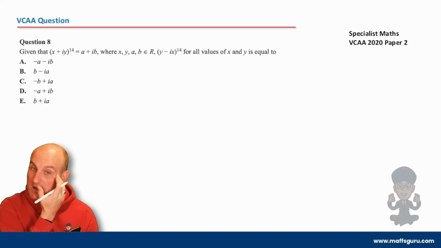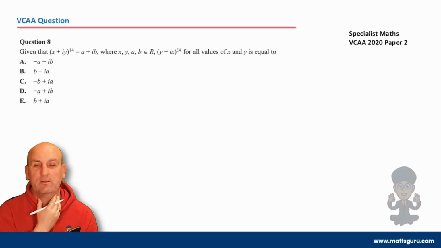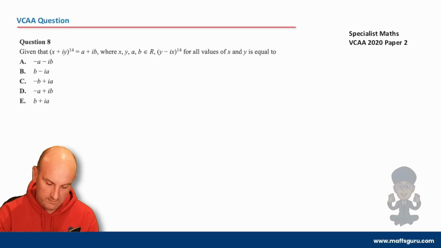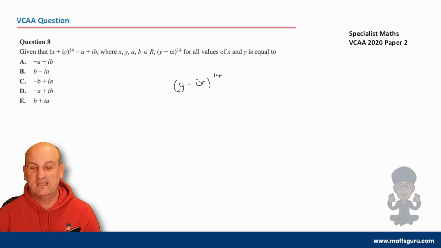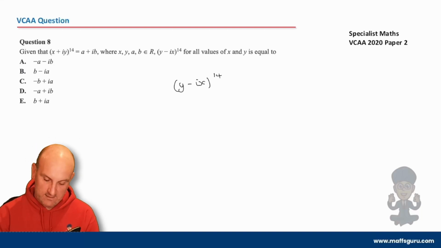We've been told that (x + iy) to the power of 14 is a + ib, where x, y, a, and b are all real. (y - ix) to the power of 14 for all values of x and y is going to be equal to... right, okay, so let's see where we go with this one. (y - ix) to the power of 14. A lot of people said, well, just take out minus 1. Sadly, you can't. Why? Because the i is basically stuck to the x there, or negative i is stuck to the x there, and yet it is stuck to the y there. So it was a little bit more complicated than that.